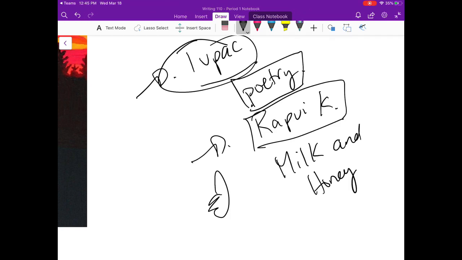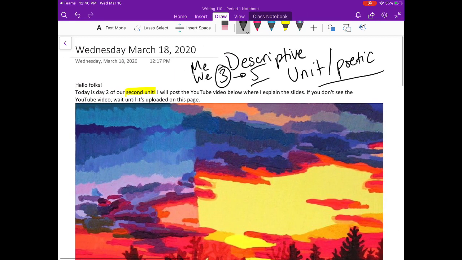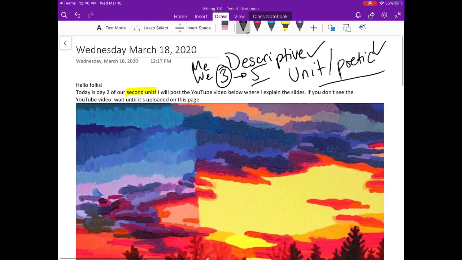There's also an option to have descriptive pieces too. We'll also look at descriptive pieces. And today, the lesson that I want to go into will sort of go into both descriptive and poetic. They get a little bit tied together in terms of what I'm looking for in both. Okay, all of that preamble done, let's go into this lesson.